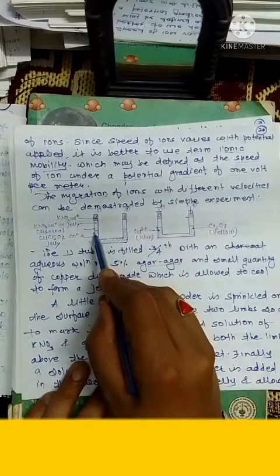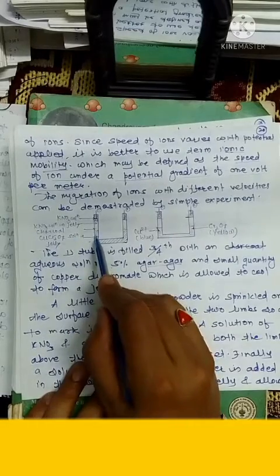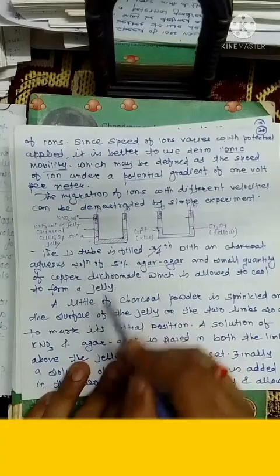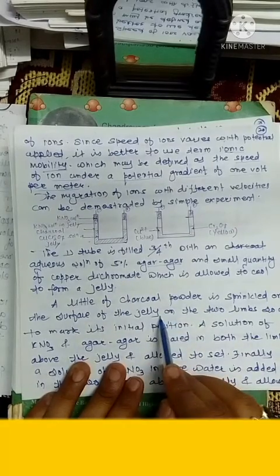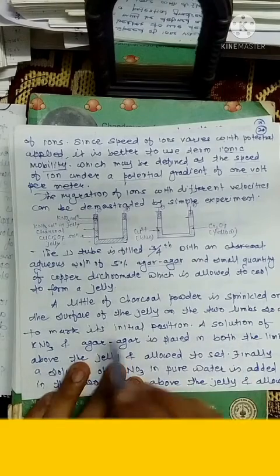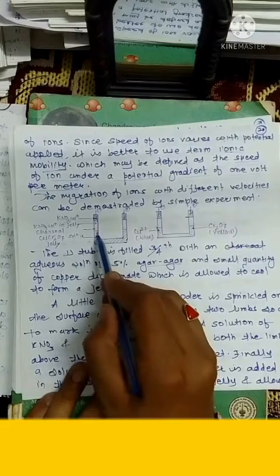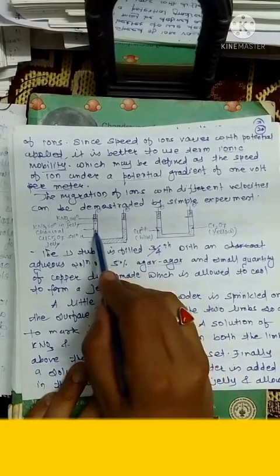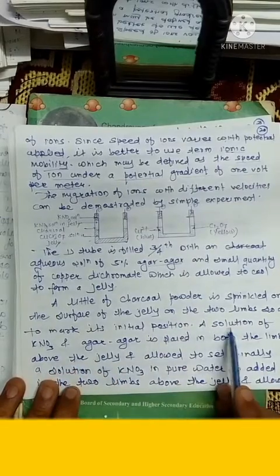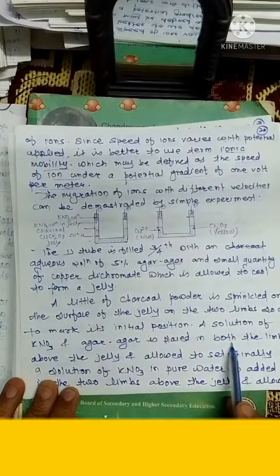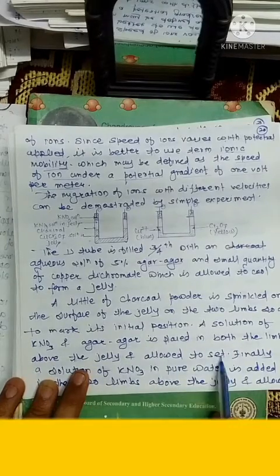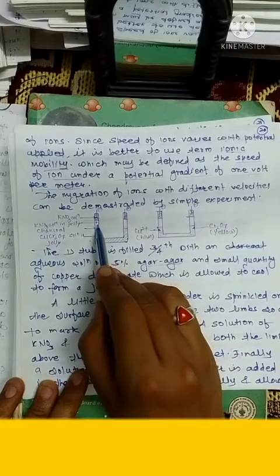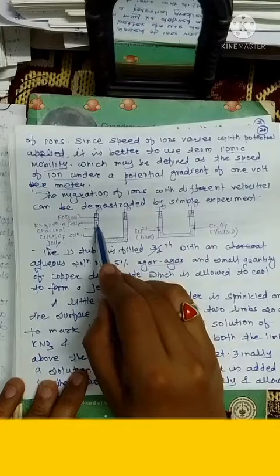In this part, copper chromate solution in agar-agar jelly is filled up. A little charcoal powder is sprinkled on the surface of the jelly on the two limbs to mark its initial position. On this copper dichromate solution, charcoal powder is sprinkled on both sides. A solution of KNO3 and agar-agar is placed in both limbs above the jelly and allowed to set. After putting the charcoal powder, KNO3 solution in jelly form is again filled up on this charcoal powder.